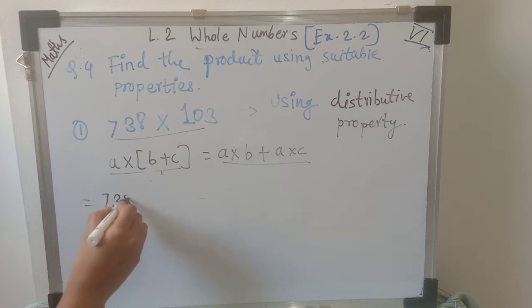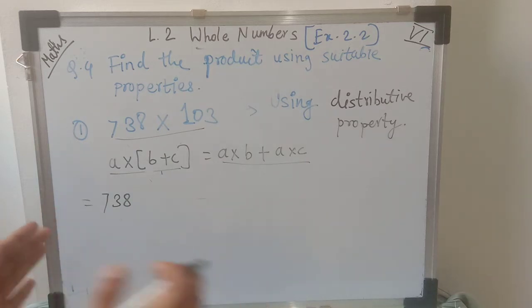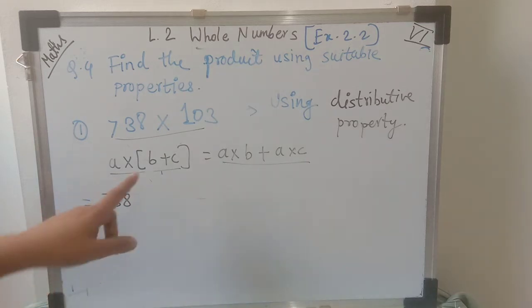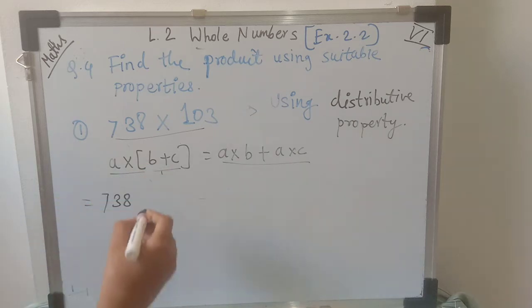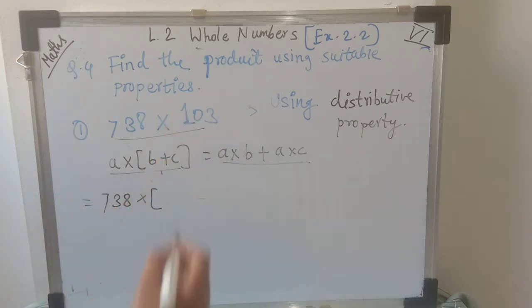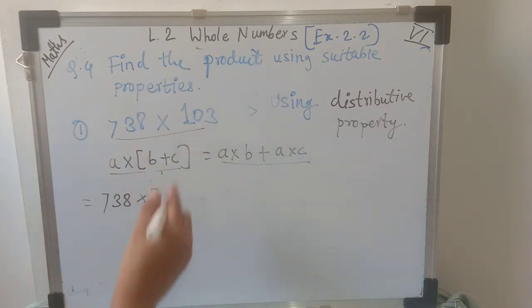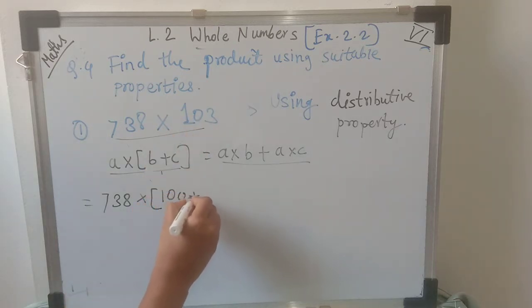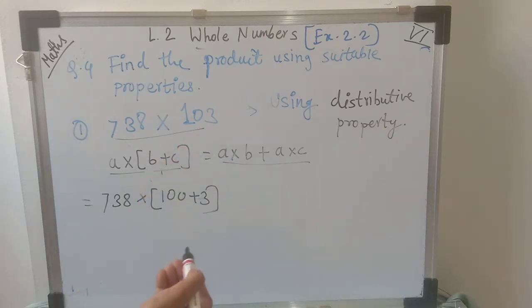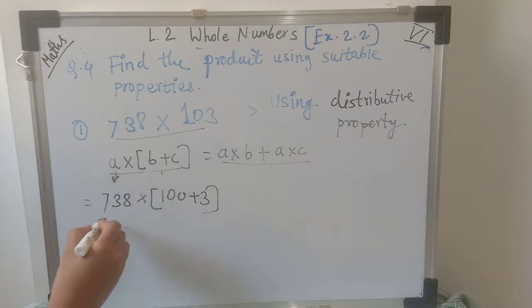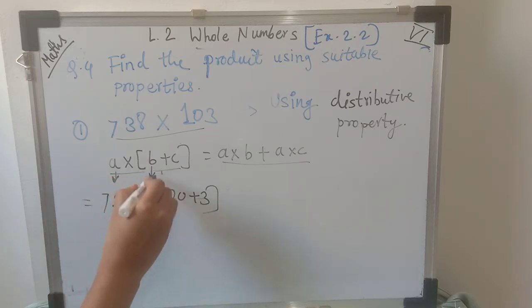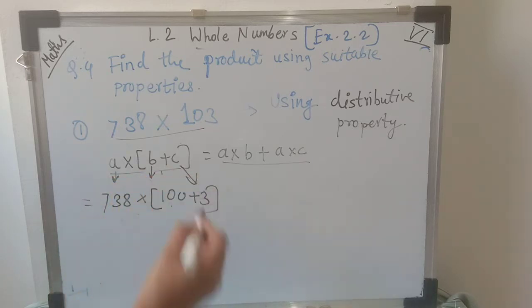738. But what about B and C? Because only one number is there, we will separate it to get B and C. How will we do this? Here 103 is there. To easily separate this number, 100 plus 3 is equal to 103. That is also the same thing. So here we got A, that is 738, B, that is 100, and C, that is 3.